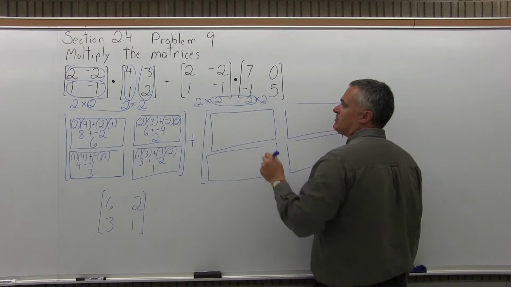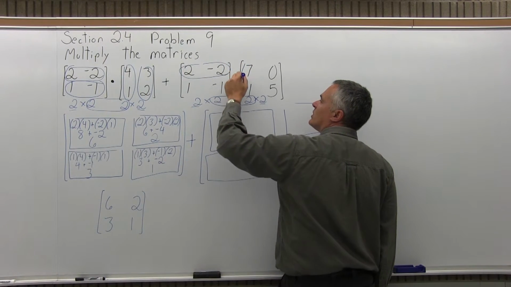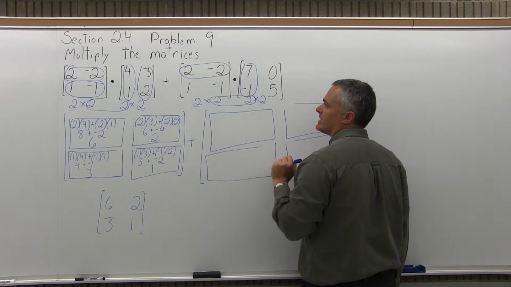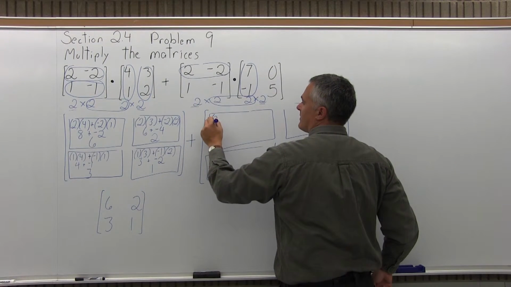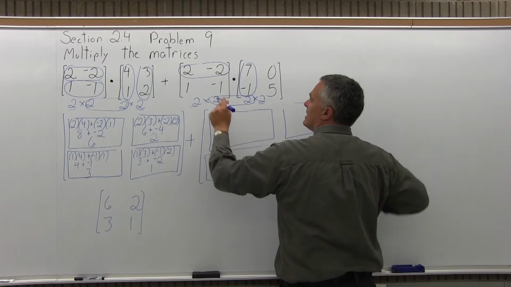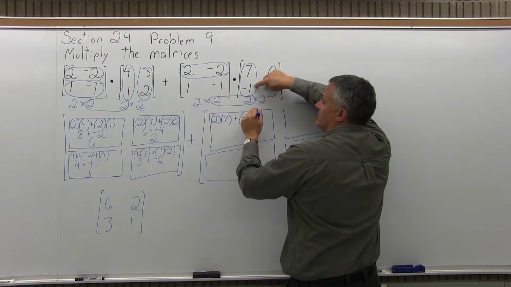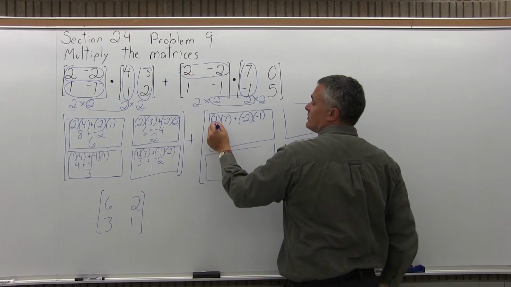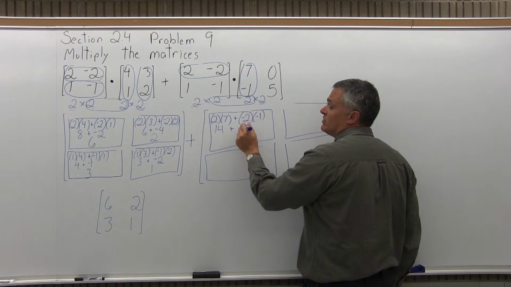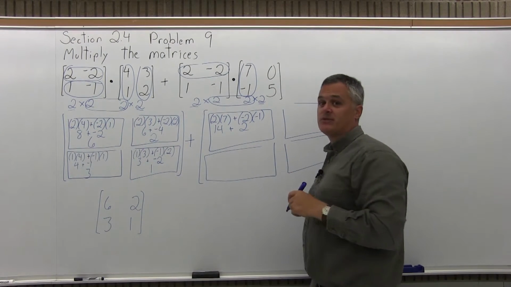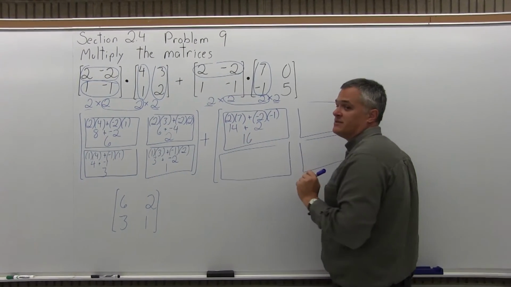And I'll start off by multiplying the top row of the first matrix, 2, negative 2, times the first column of the second matrix, 7, negative 1. So I will multiply first times first, which is 2 times 7, plus second times second, negative 2 times negative 1. So the first times first, 2 times 7 is 14, plus second times second, negative 2 times negative 1 is positive 2. Again, pay attention to the signs. So 14 plus 2 gives me a result of 16.